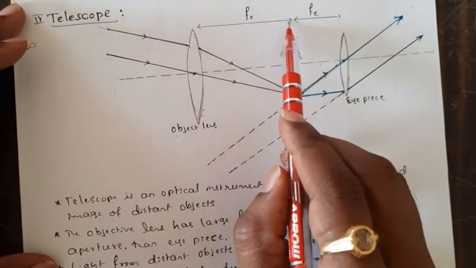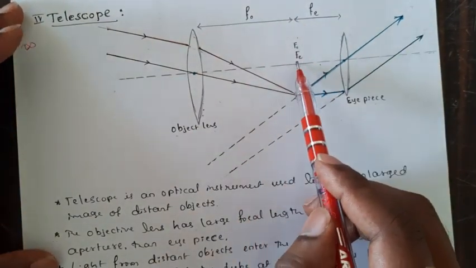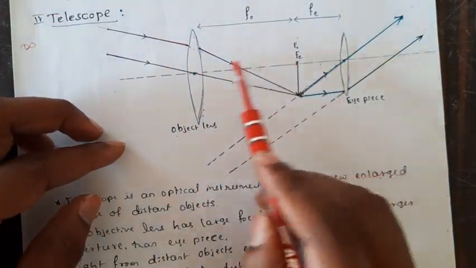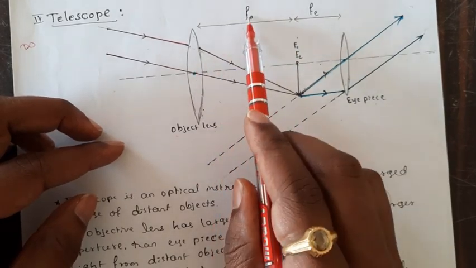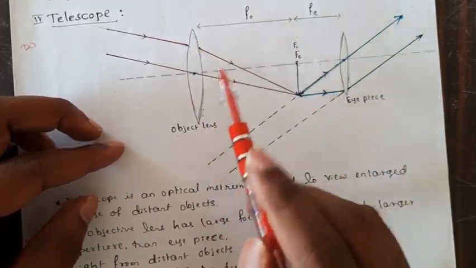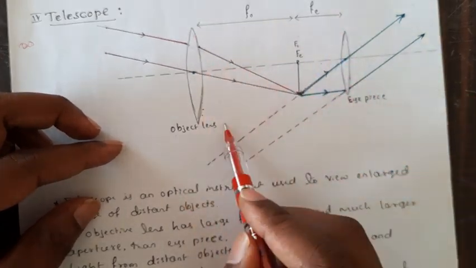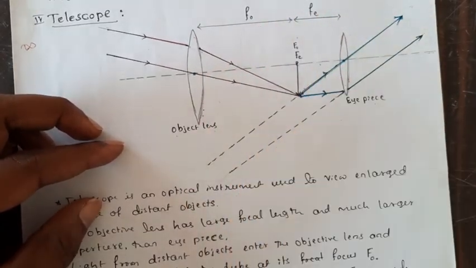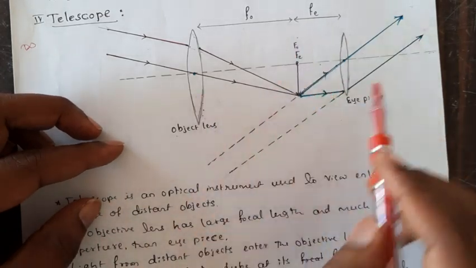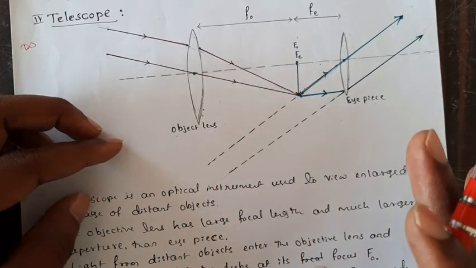This is f naught here to here, and this is fe. So fe is the principal focus and focal length of the eyepiece, and f naught is the principal focus and focal length of the objective lens. Now I want to get the length of this telescope. The length of the telescope is nothing but f naught plus fe. F naught plus fe will give the length of the telescope.